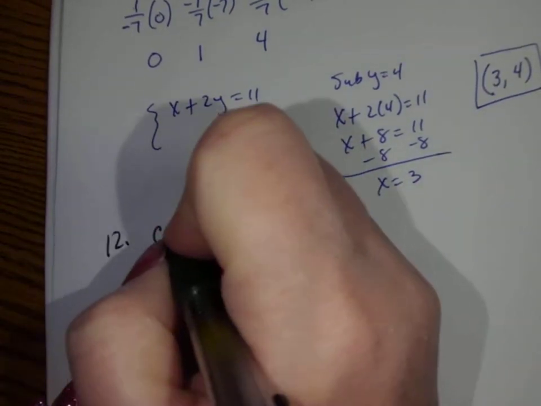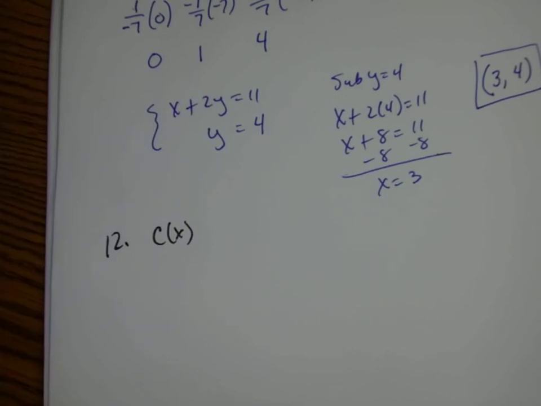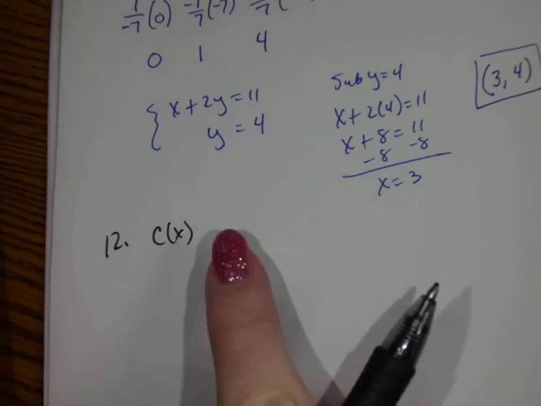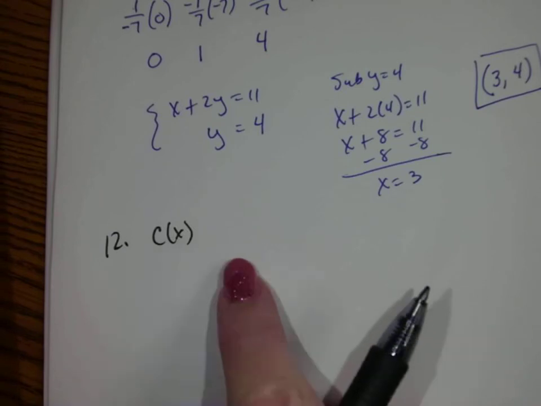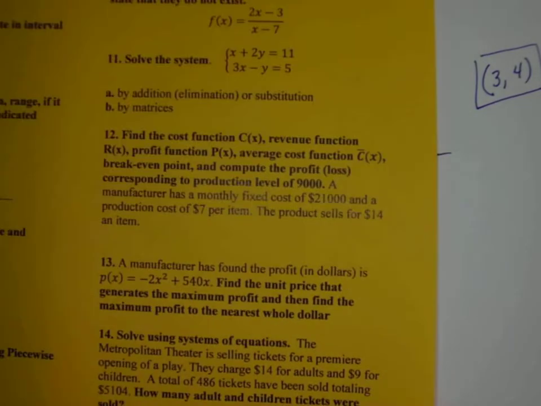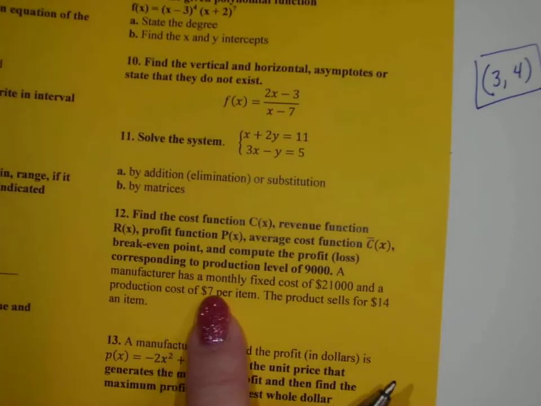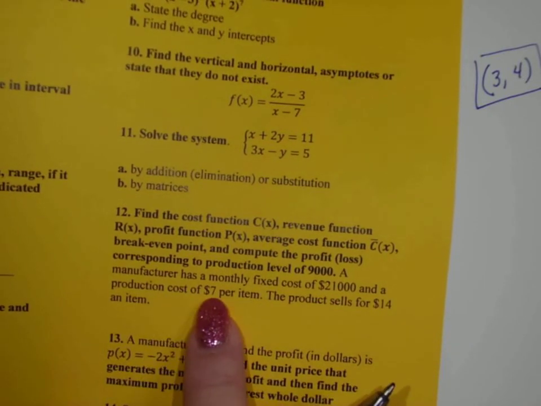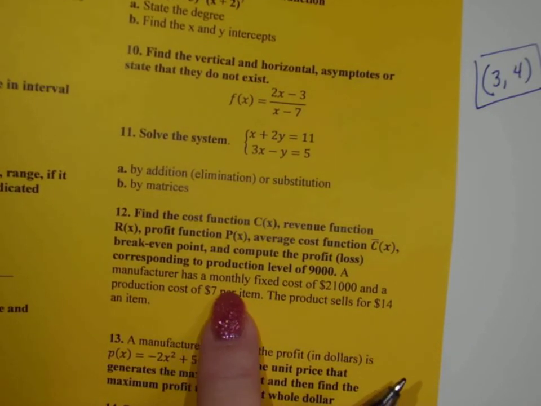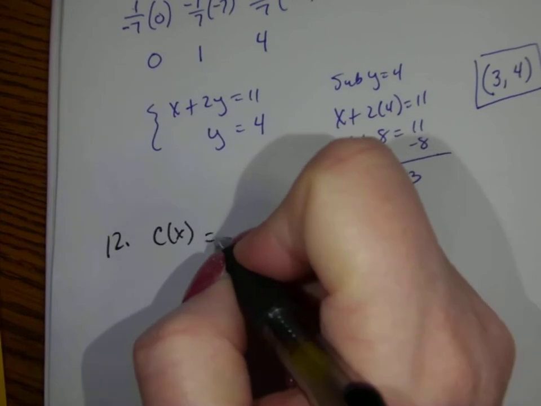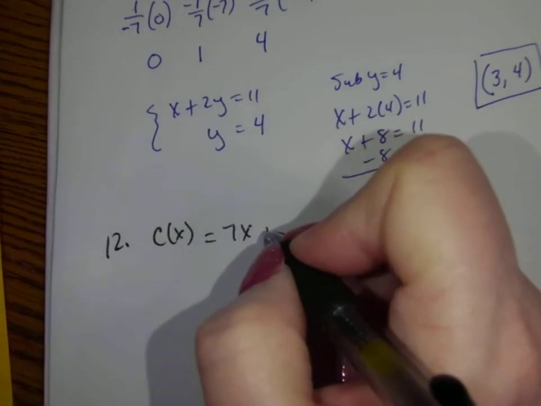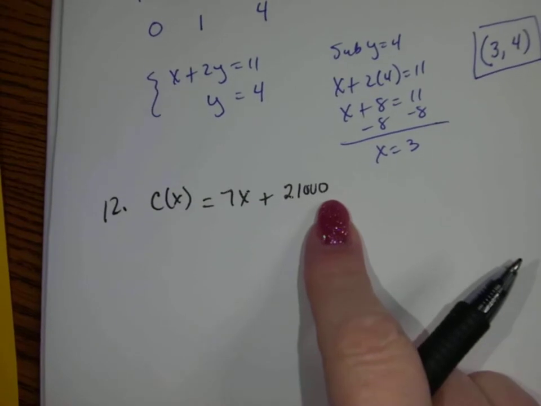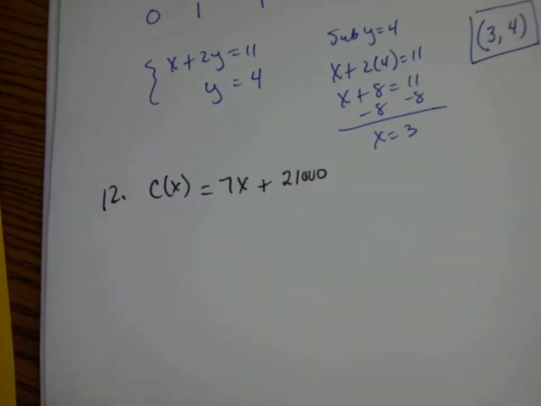So we need to find our cost function, and our cost function, if you recall, is going to be our fixed cost plus our variable costs. So the fixed costs are $21,000 and a production cost of $7 per item. So that's going to be our variable cost. So variable cost plus our fixed cost. And it doesn't matter which order you put them in. I'm just putting it that way.